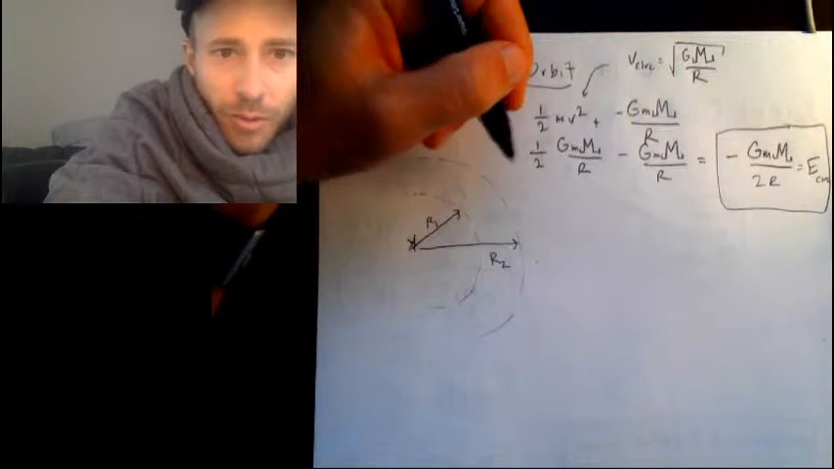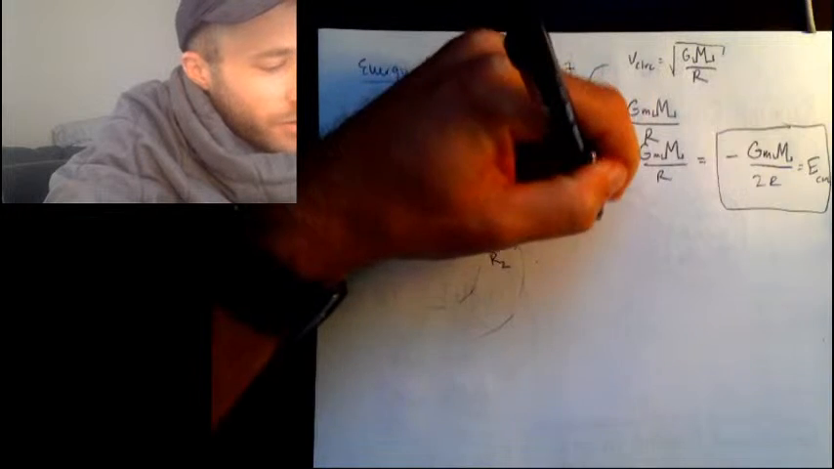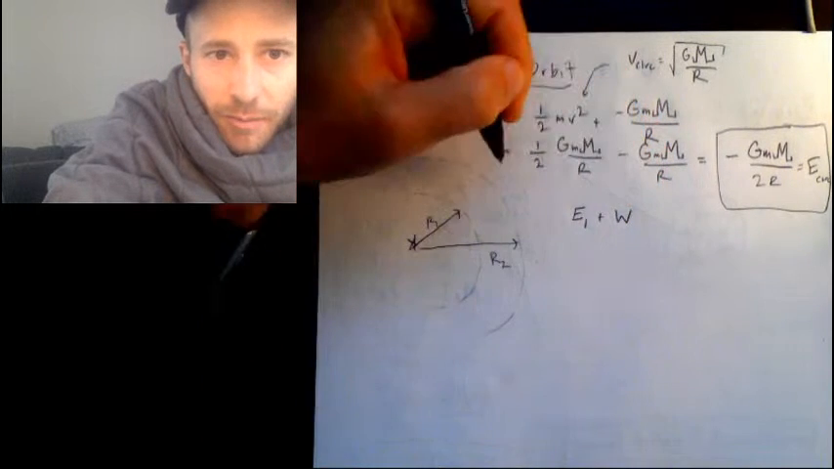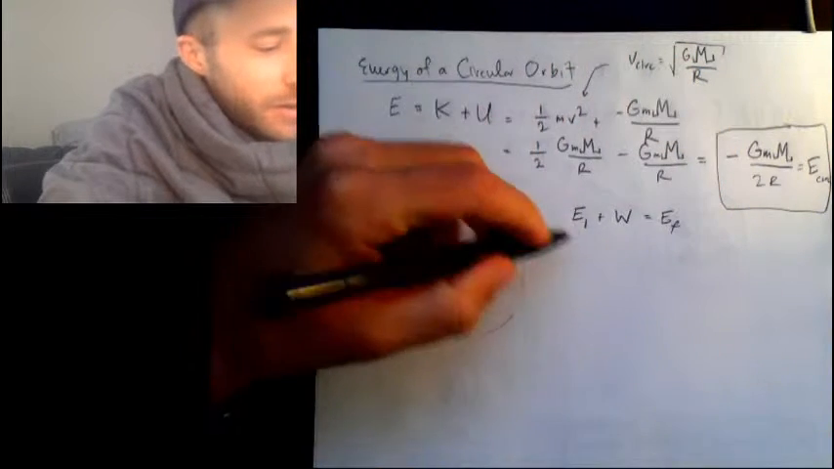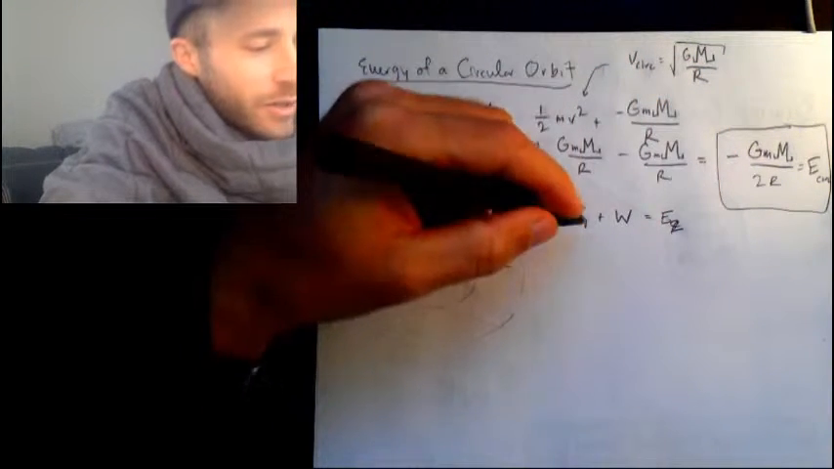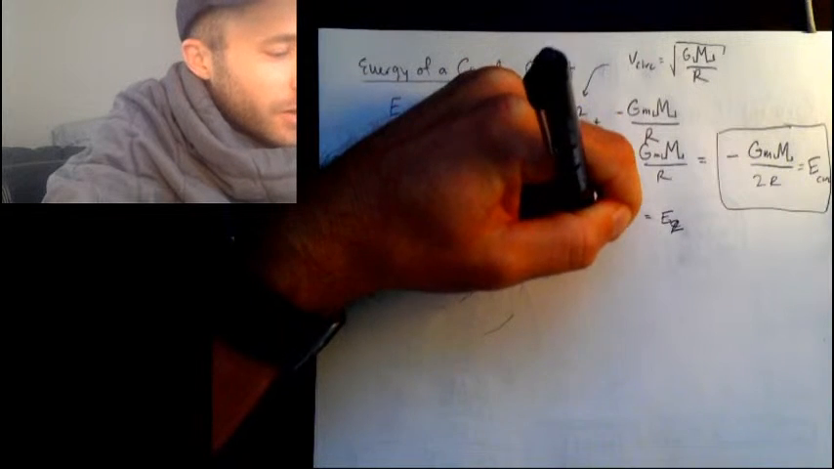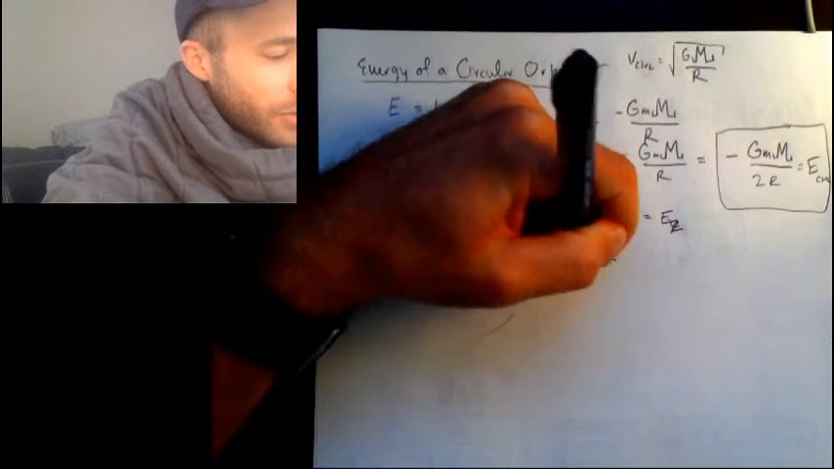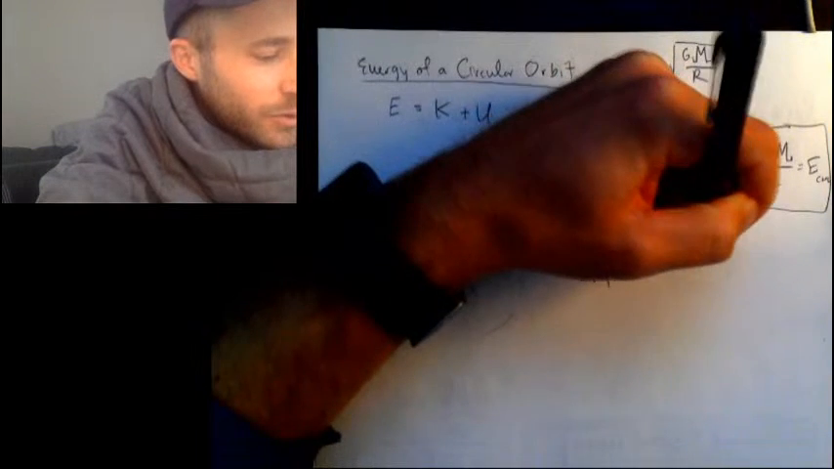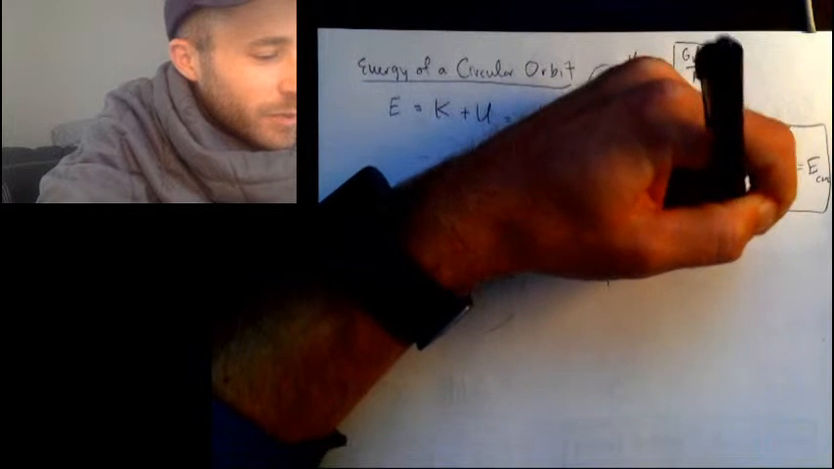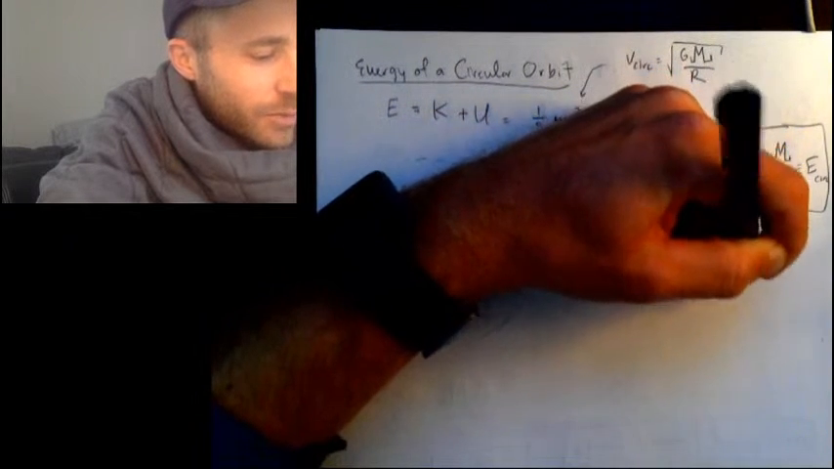And so basically, what we would do is we would say, well, the original energy plus the work done by the thrusters is equal to the final energy. So the original energy is minus big G, little m, big M over 2r1, plus the work done equals the final energy, which is minus G, little m, big M over 2r2.